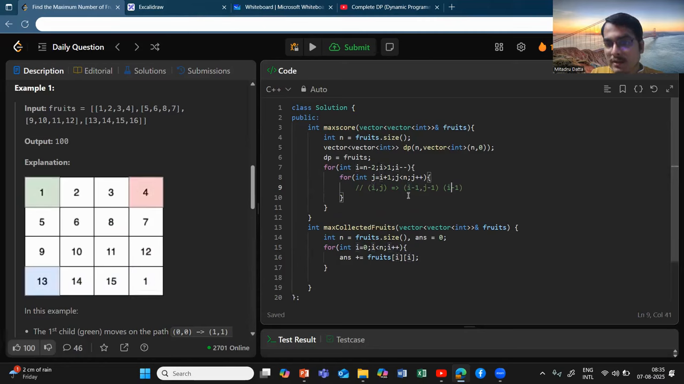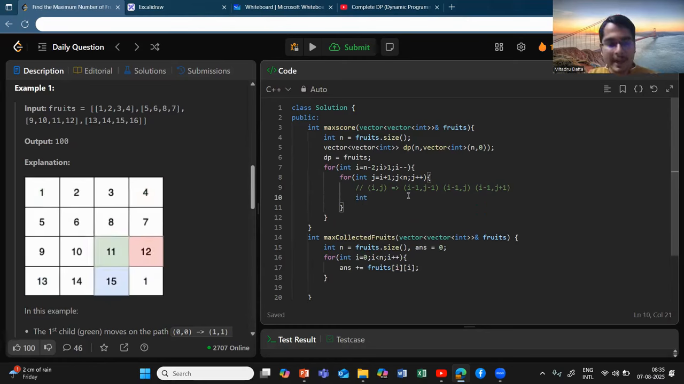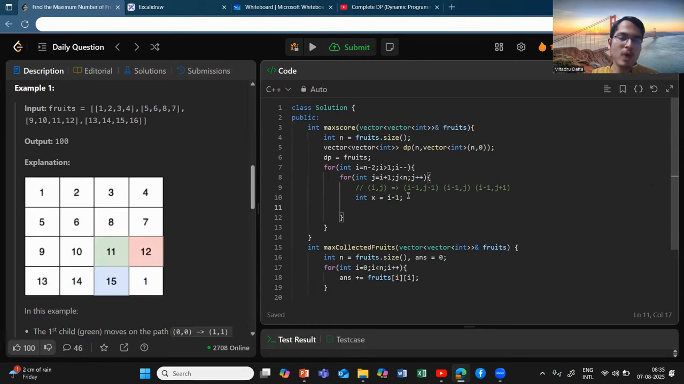So what are the possible steps which you can take from I comma j? You can go to I minus 1, j minus 1, I minus 1, j, and also I minus 1, j plus 1. So you have an x, let's say x is I minus 1, and you have a y also, which is the j value, but y goes from j minus 1 to j plus 1. So I will have another loop of size 3 only, and y plus plus. So it takes only three values.